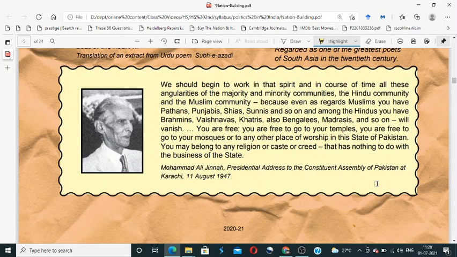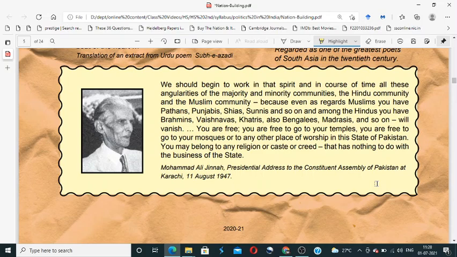So he says, we should begin to work in that spirit, that in course of time, all these angularities of the majority and minority communities, the Hindu and the Muslim community, because even as regards Muslims, you have Pathans, Punjabis, Shias, Sunnis, and so on. And among the Hindus, you have Brahmins, Vaishnavas, Khatris, also Bengalis, Madrasis, and so on, will vanish.